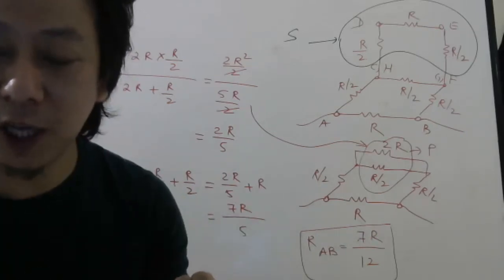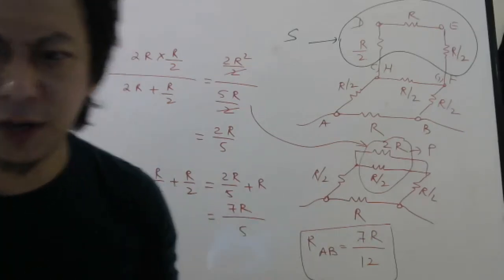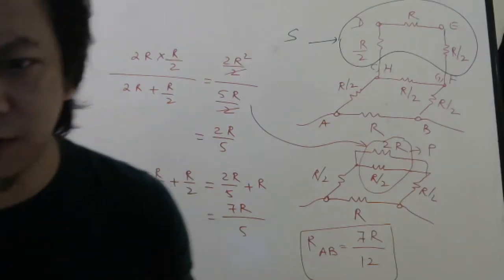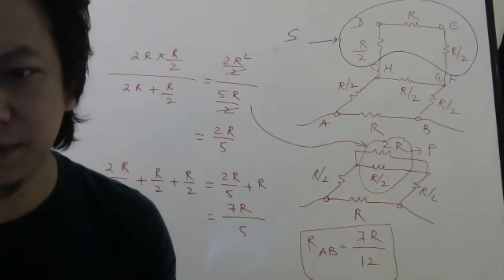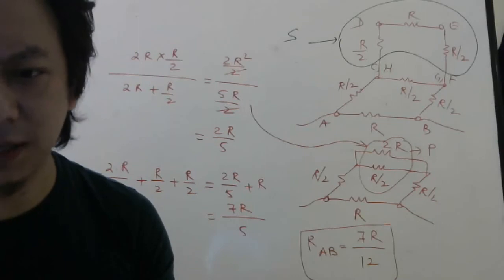So previous one was how much? 3R by 4. Am I right? Previous one was 3R by 4. Or yeah, I think 3R by 4.